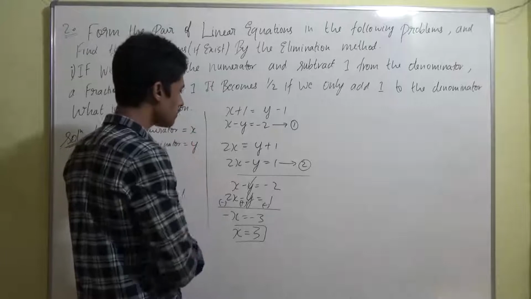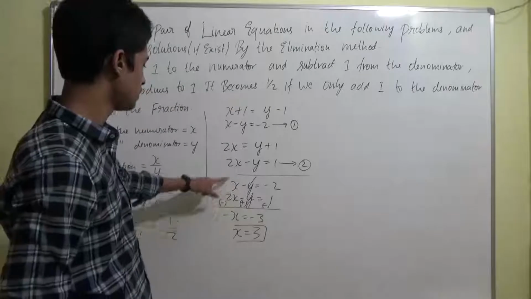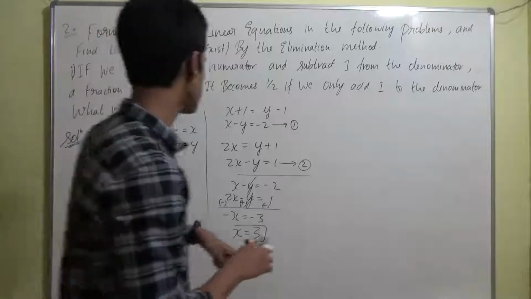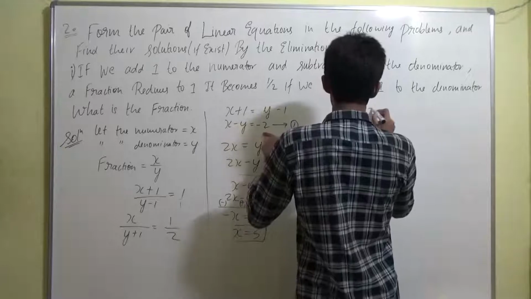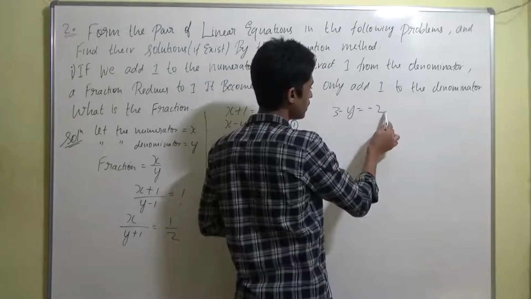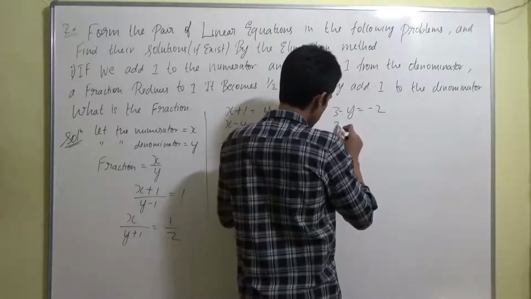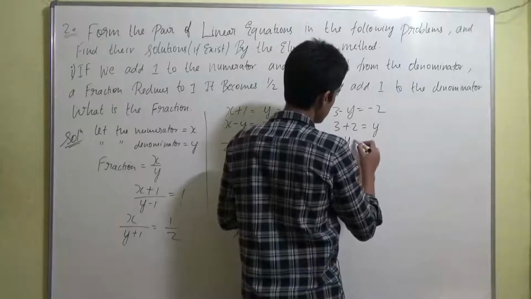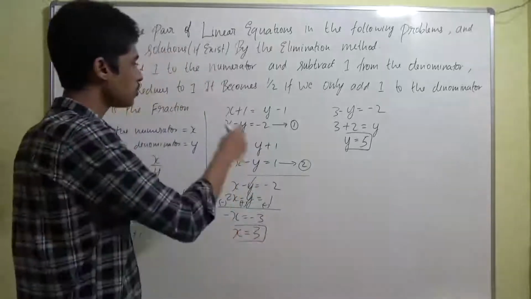Now let's find the value of y. Let's substitute the value of x in any of these two equations. I'll substitute in the first equation, x equal to 3, so 3 minus y equal to minus 2. Let's take y this side and bring 2 this side, because minus will become plus when it goes the other side of the equal to. So 3 plus 2 equal to y, so y will become equal to 5. The value of x was 3 and the value of y is 5.